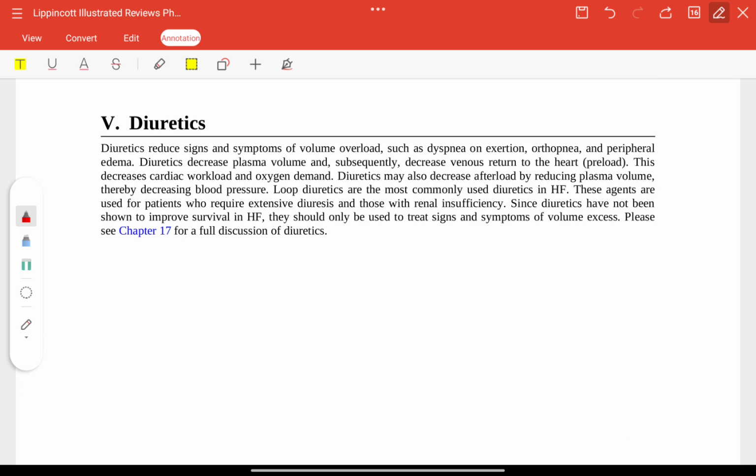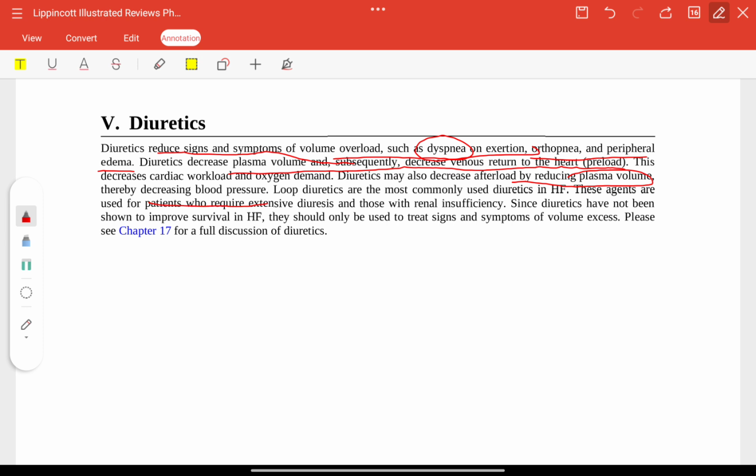Now diuretics. Diuretics reduce signs and symptoms of volume overload, such as dyspnea on exertion, orthopnea, and peripheral edema. They decrease plasma volume and subsequently decrease venous return to the heart, that is preload. This decreases cardiac workload and oxygen demand. Diuretics will also decrease afterload by reducing the plasma volume and thereby decreasing blood pressure.